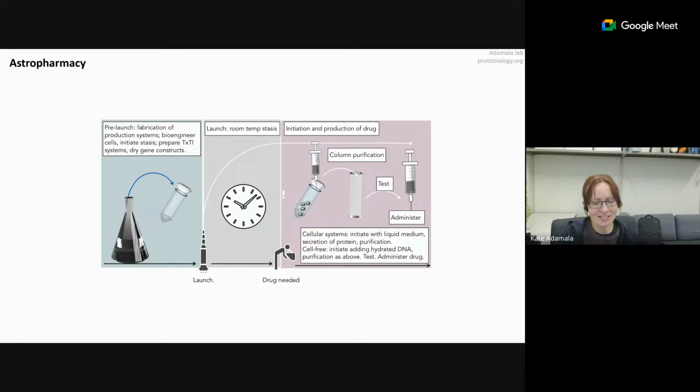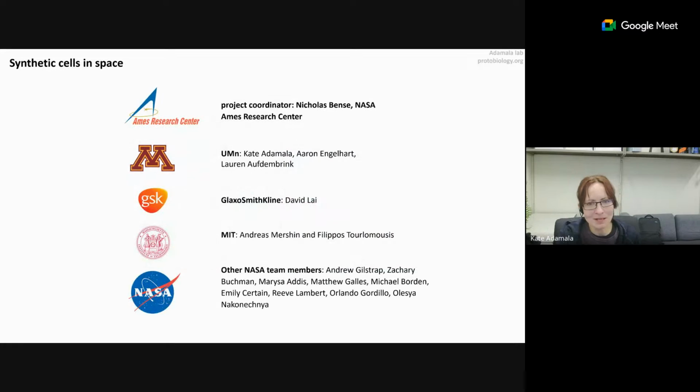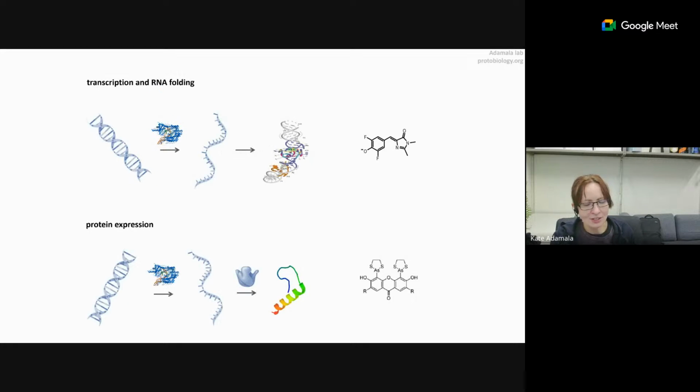Now the question is, it sounds great on paper. Does it actually work under spaceflight conditions? There was this project by people that are really interested in making astropharmacy applications, in making biologically active drugs under spaceflight conditions. And we were very happy to be part of that team that set out to test whether those systems work under those conditions.